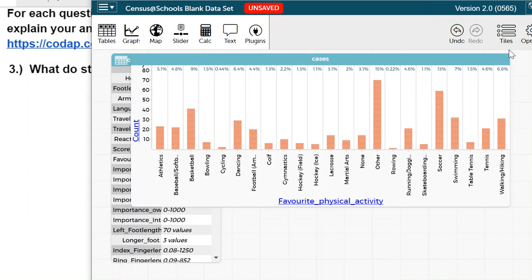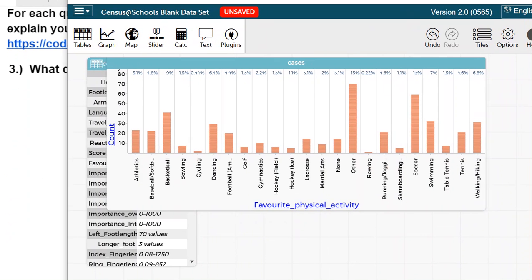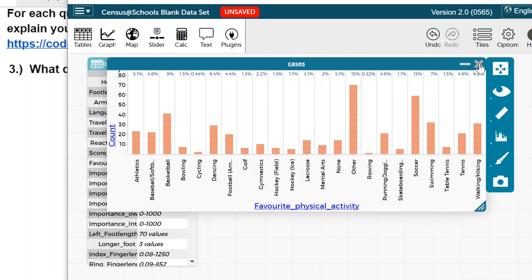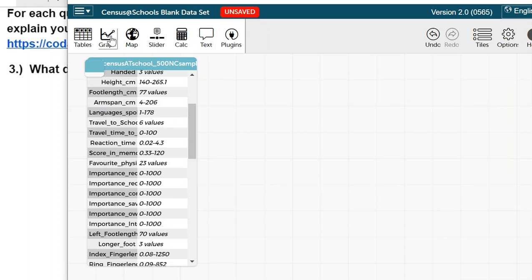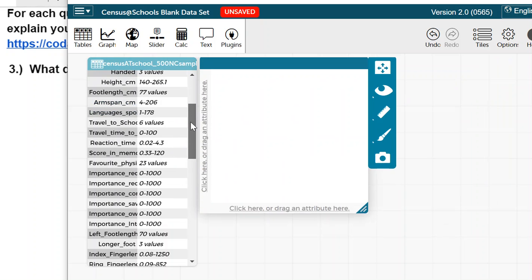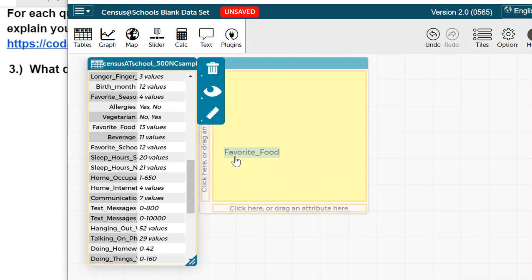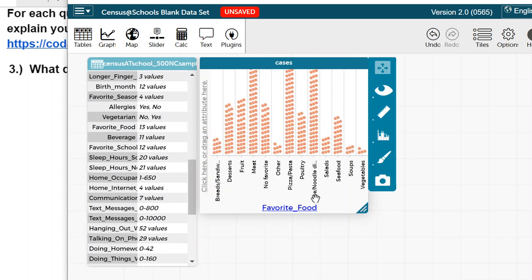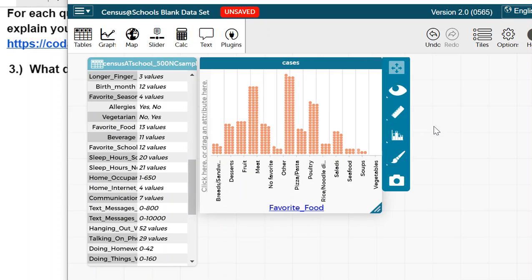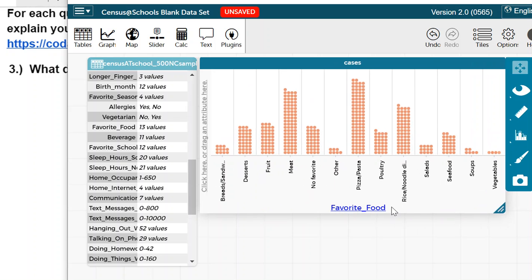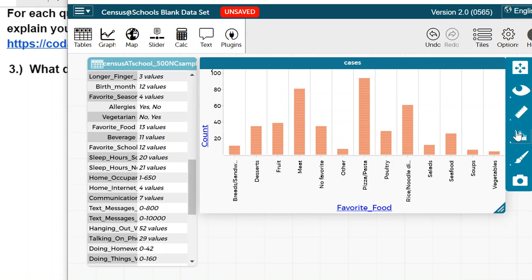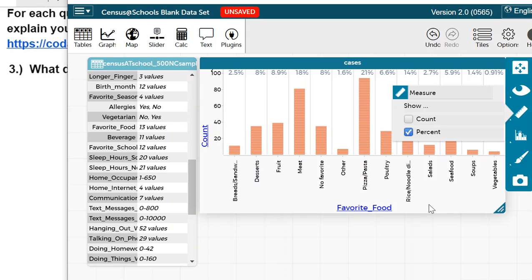Now, favorite food. Let's see now, we're going to X out of this, and we're going to grab another graph, and we're going to look for favorite food. There it is, right there. And they had a variety of categories here. And it seems that our biggest one was pizza and pasta. Oh, big surprise there. All right, we're going to fuse our dots into bars, and we're going to show percent.